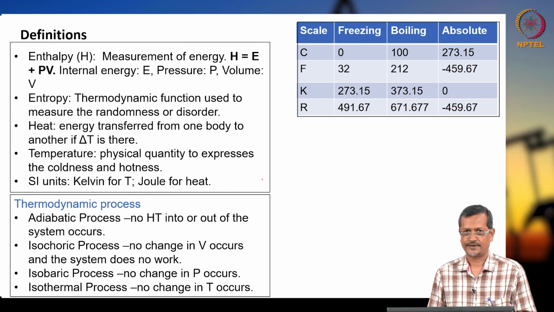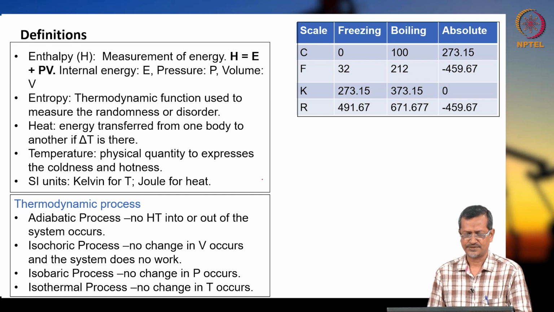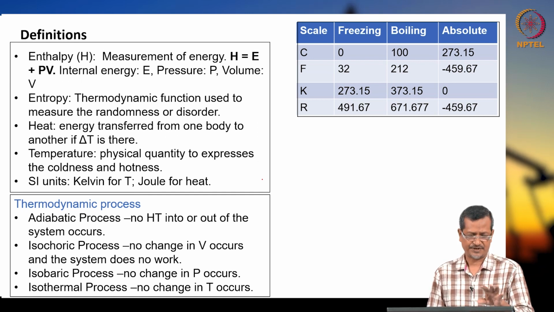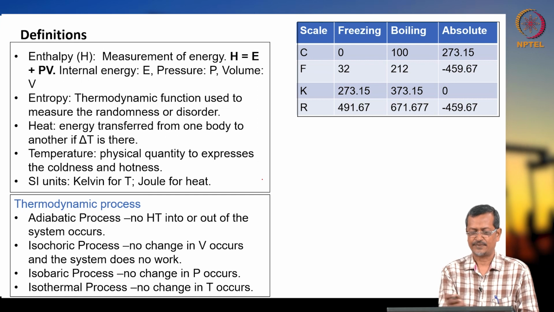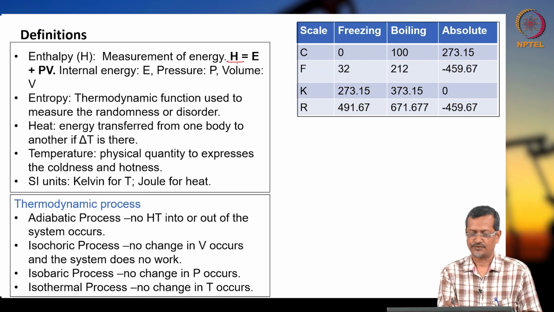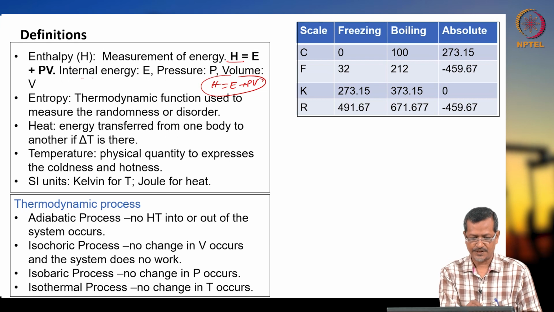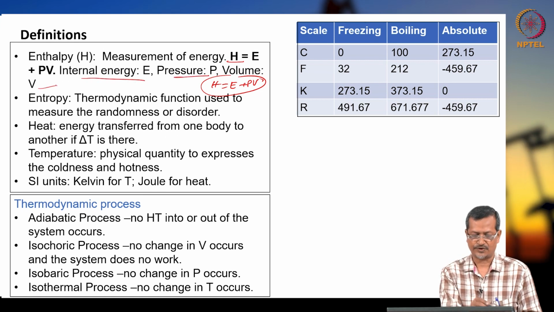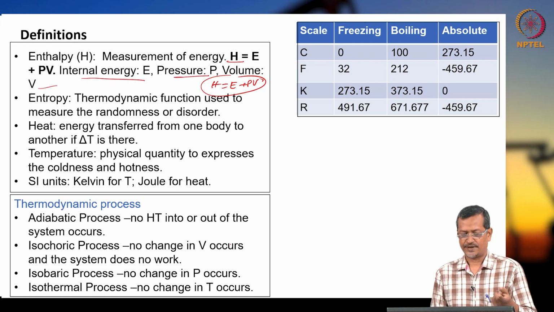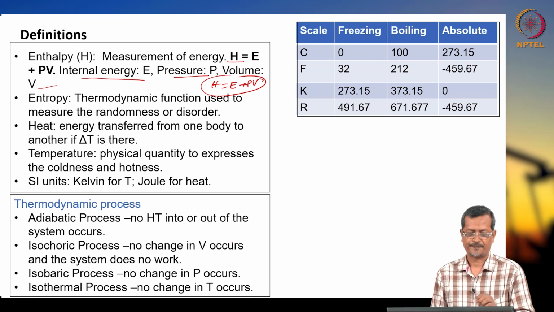Definitions like entropy and enthalpy we use several times in your calculations, so you should know the basic definitions. Enthalpy is a measurement of energy, how much energy is there in a body. The formula is H equals E plus PV, where E is internal energy, P is pressure, V is volume. Many times we use this enthalpy term to calculate.